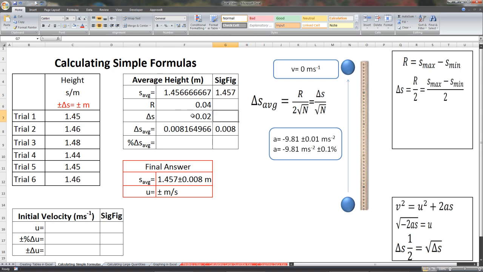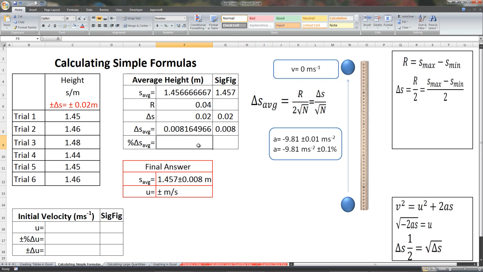My uncertainty for each individual one is going to be one significant digit also. So here we go. I put that in, and it auto-populated. Now, that's something that I can show you how to do, but it's not really important for you to be able to do in Excel, and so I'm not going to show you how to do it right now. It also auto-populated my final answer here. So my final answer, or my average displacement in a vertical direction, is 1.457 meters plus or minus 0.008 meters.